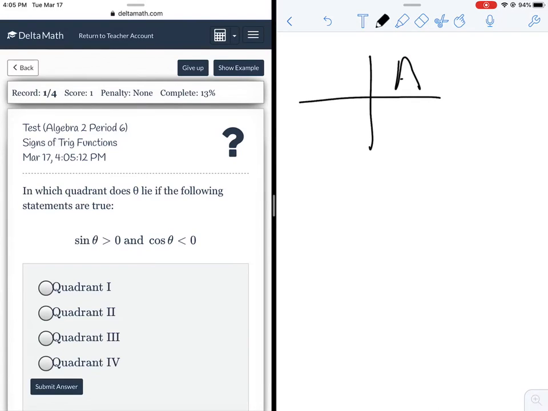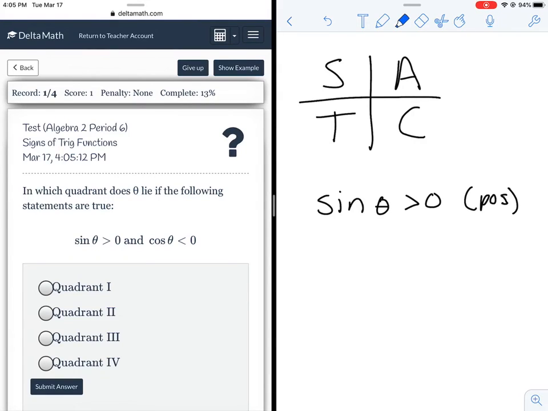So again, please set up All Students Take Calculus. They're telling me that sine of theta is greater than 0. So sine is positive. Go to your little chart, just mark off where sine is positive. Okay? Then they're also telling me that cosine of this angle is less than 0, which means that it's negative. So let's figure out where cosine is now negative, and I'm going to mark that off.